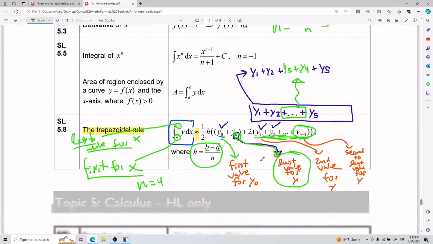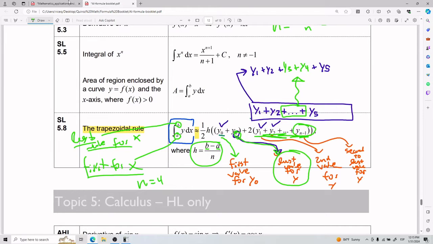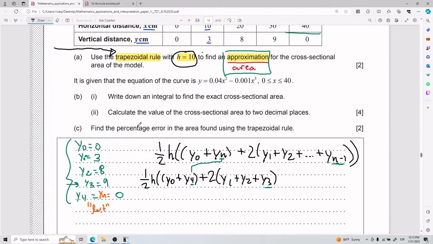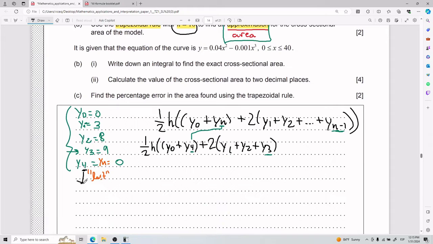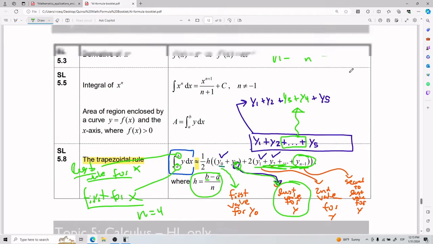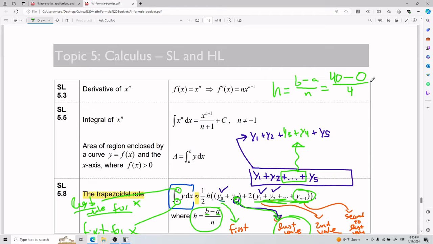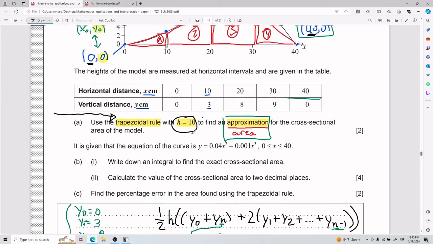And n comes from the last value for y. We said that the last value for y was y4, so that means n equals 4. So 40 minus 0 divided by 4, 40 divided by 4, 10. h equals 10. See? Here they gave us that h equals 10 from the exercise, but even if they didn't, we can get it really easily.